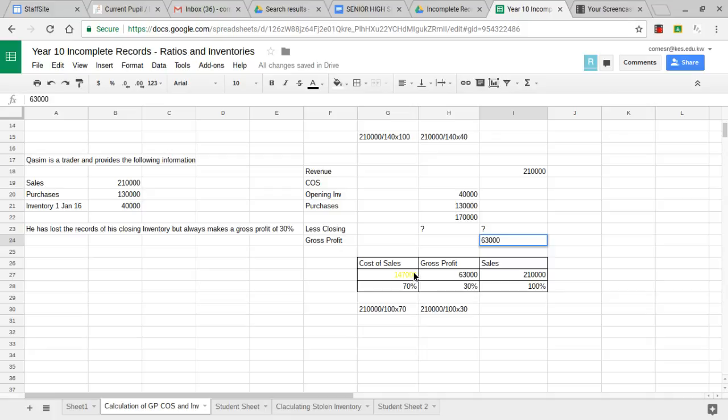And I also know that my cost of sales is going to be 210,000 divided by 100 to find 1% and multiplied by 70 to find the cost of sales. So that comes to 147,000.